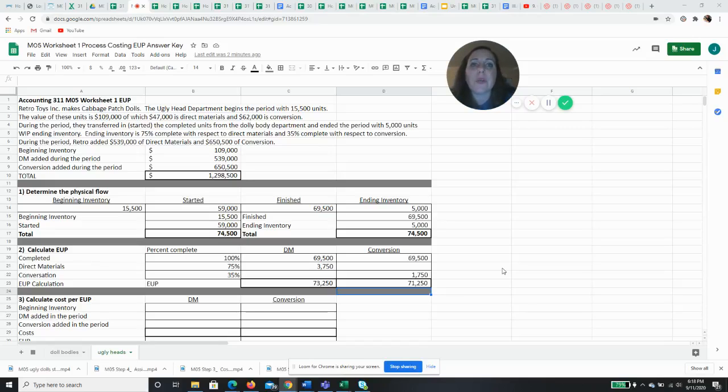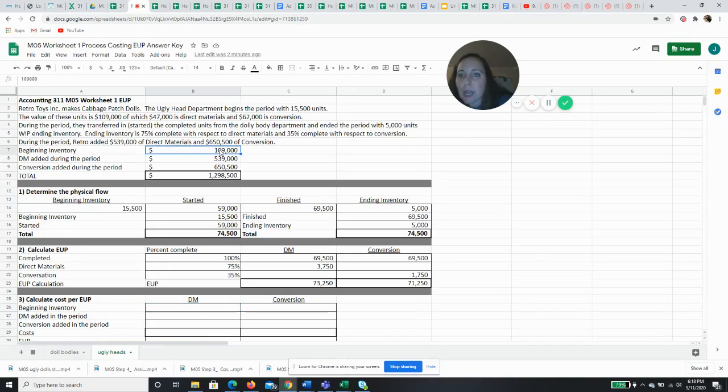In this video, we're going to finish off the second worksheet for the ugly heads department. Okay, so we determined our physical flow and we calculated EUP. The next step is to calculate the cost per EUP. So we're going to start with our beginning inventory.